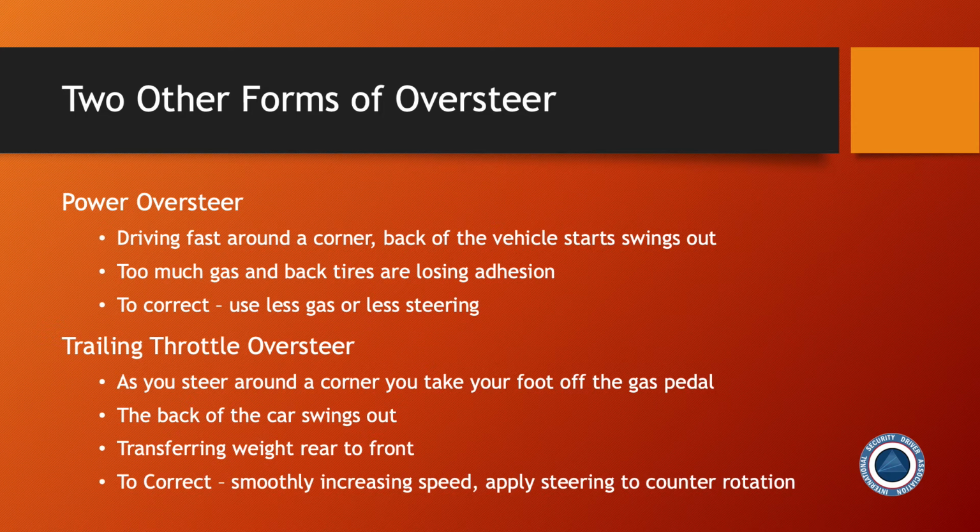Also, there is another form of oversteer that is called trailing throttle oversteer, which means that as you steer, either to drive around a corner or an emergency maneuver, and take your foot off the gas, the back end of the car swings out. Trailing throttle oversteer is due to the back tires doing funky things when you transfer weight from the rear to the front. You can correct trailing throttle oversteer by smoothly increasing the throttle to transfer the weight to the rear tires and apply steering to counter the rotation.